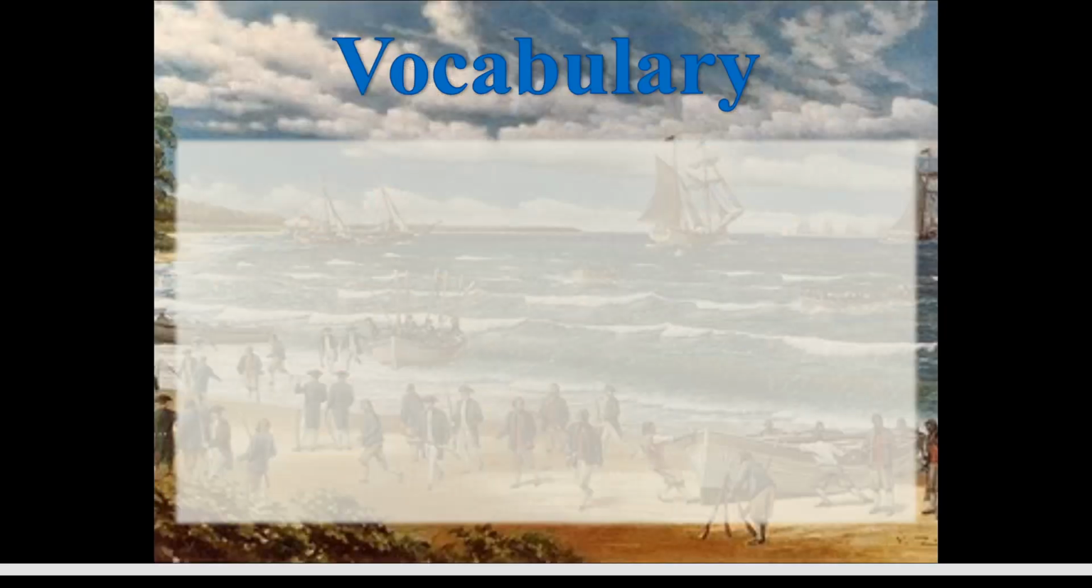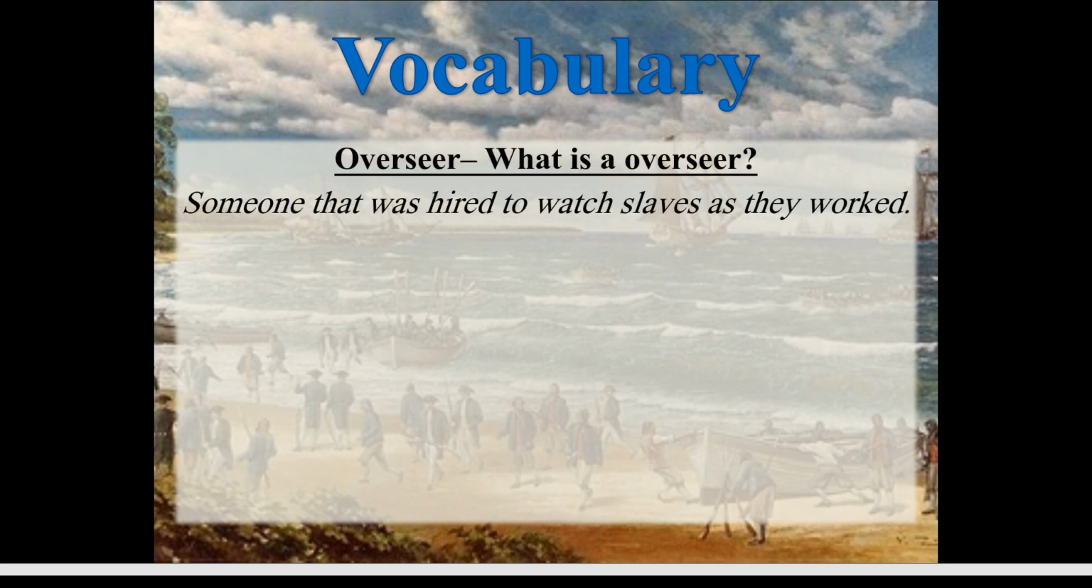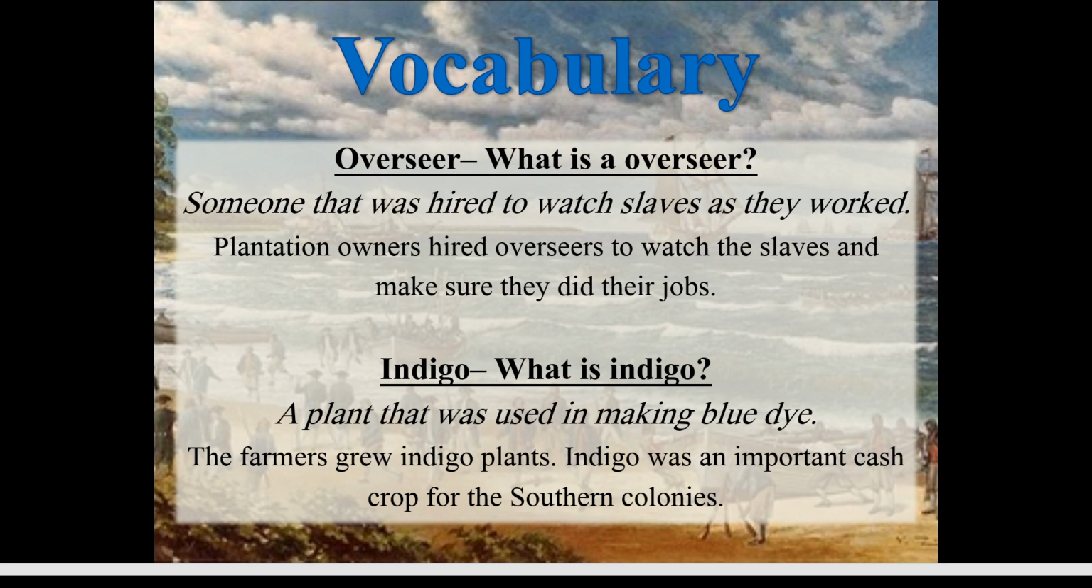Before we start, as always, we have some vocabulary for you: overseer and indigo. An overseer is a person who was hired to watch slaves as they worked. Basically, like supervisors, they were there to supervise the slaves. Plantation owners hired overseers to make sure the slaves did their jobs right. Indigo is a plant which was used in making blue dye. The farmers grew indigo plants, and indigo was an important cash crop for the southern colonies.